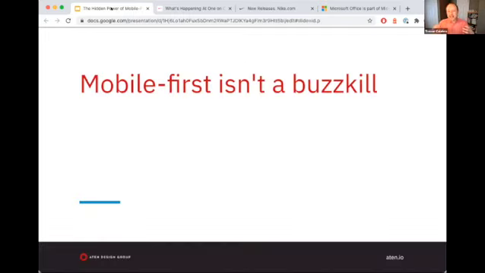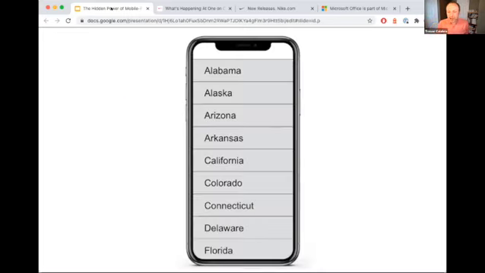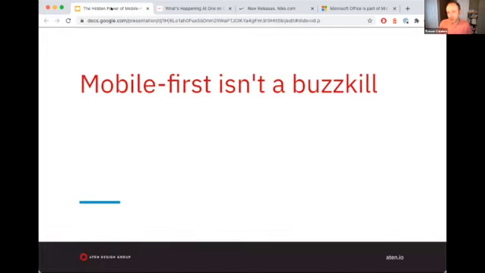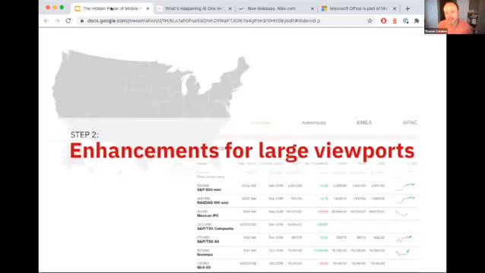So I wanted to say mobile first isn't a buzzkill, okay? I get it. Maps are cool. This is way cooler than this, right? Not usable, but a lot cooler. So think of these, like I was talking about, as an enhancement for your large viewports. If you have a little extra budget and you've done a mobile first design strategy for step one, step two is then to target those few places where you can make enhancements, right?